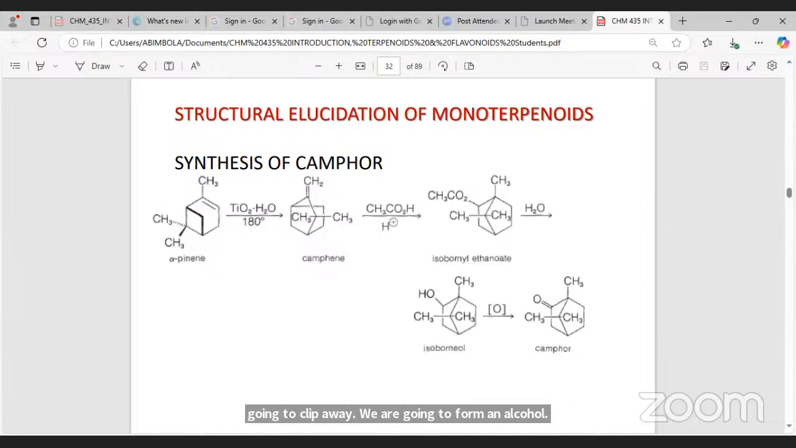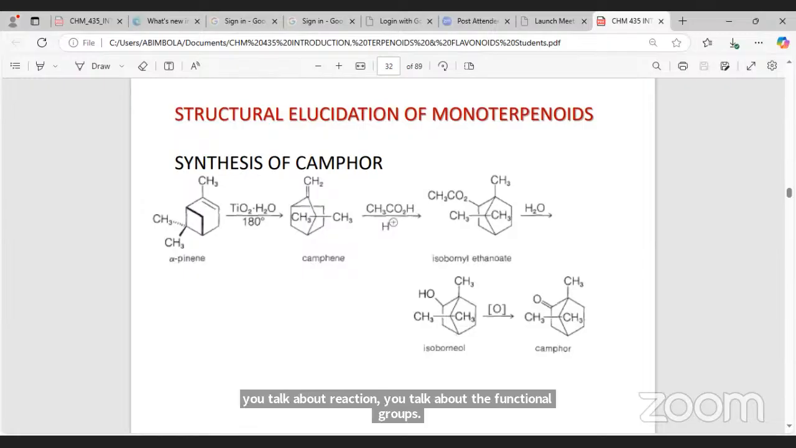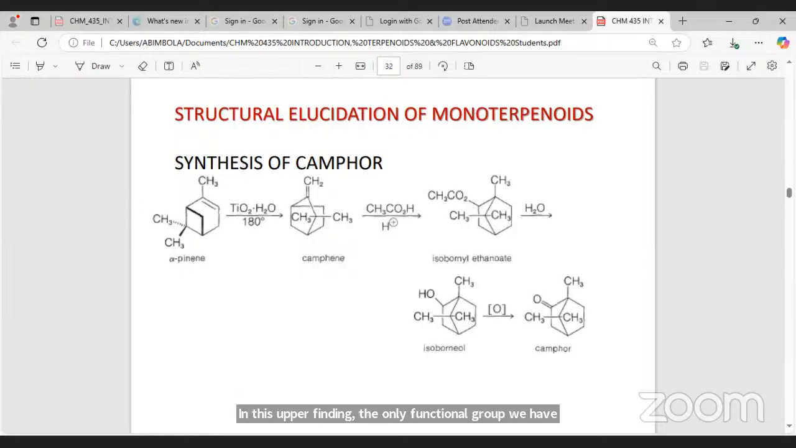Now, if you look at this, this reaction is also occurring where there is a double bond. That is where the reactivity is. Remember, when you talk about reaction, you talk about the functional group. In this alpha pinene, the only functional group we have is the double bond. So every reaction is occurring at that functional group from beginning to end.